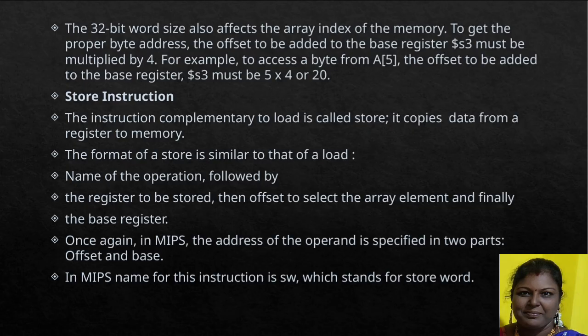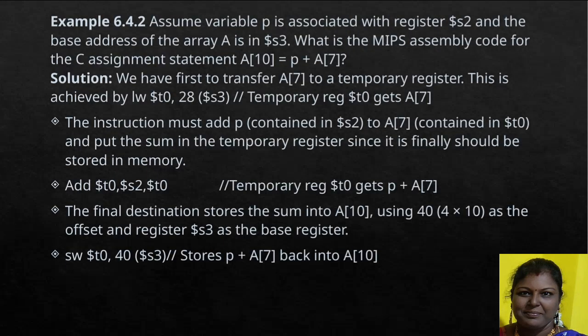Let's look at how to translate a simple C assignment into MIPS assembly. We start by loading the value at A7 into a temporary register. Then, we add the value of P to that temporary register. Finally, the sum gets stored back into A10. Notice how the offsets are calculated by multiplying the index by 4, since each array element is 4 bytes. This step-by-step approach helps us handle array access and arithmetic in assembly language.